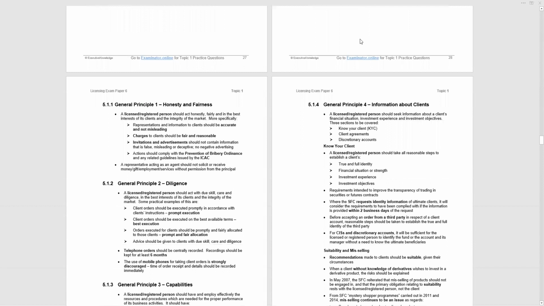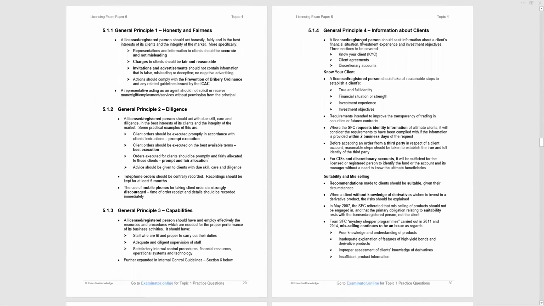Now, let's run through these principles. I'm not going to go into all of them in great detail, but I will pick out 1 or 2 points. Principle 1, honesty and fairness, is standard material, and if you have done Paper 1, you will have seen this before. General Principle 2 on diligence points out that when you're dealing with client orders, you should act with prompt execution, best execution, prompt and fair allocation.